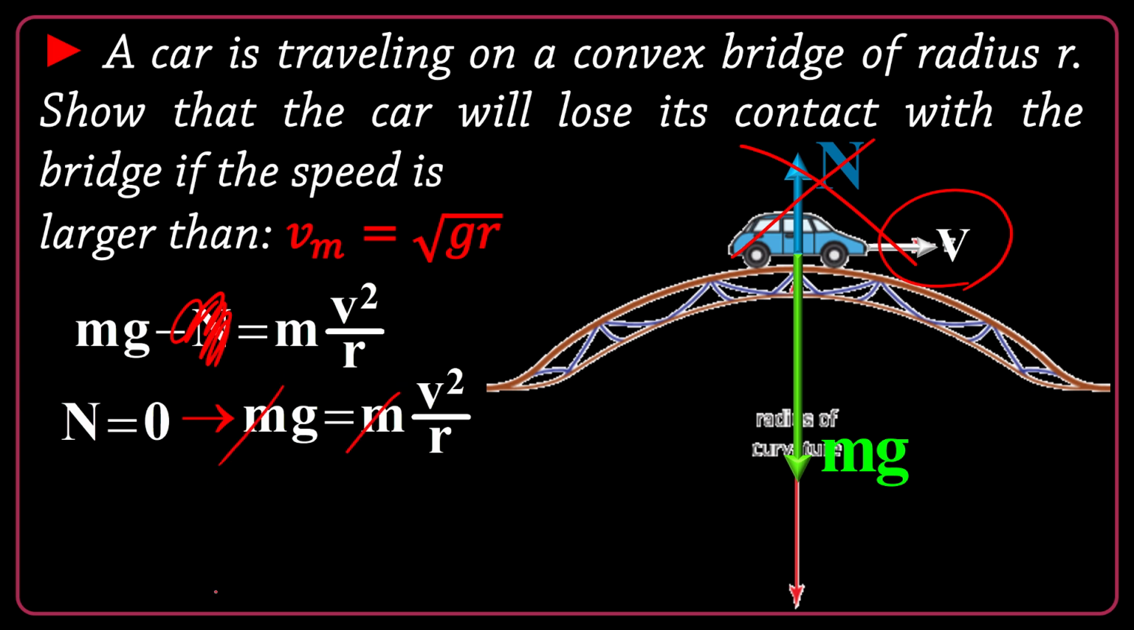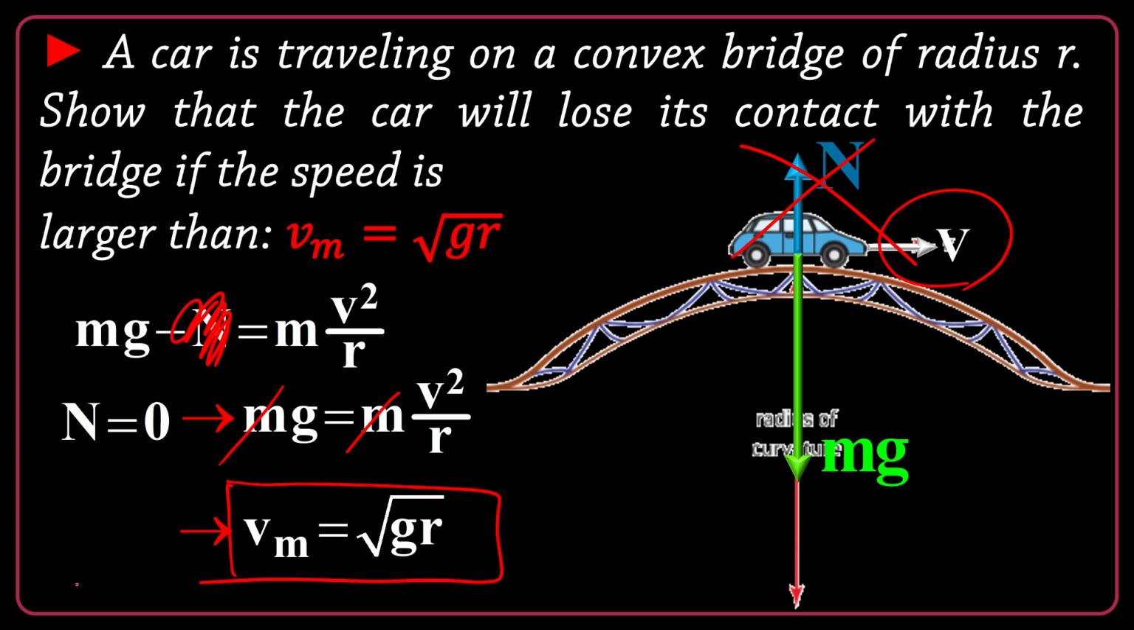If I cross out the mass from both sides, I will have the maximum speed to be the square root of gr. This is the minimum speed you need for the car to lose its contact with the bridge. Faster than that, it's okay. It will fly and will be a real action movie. Less than that, you still have your contact.